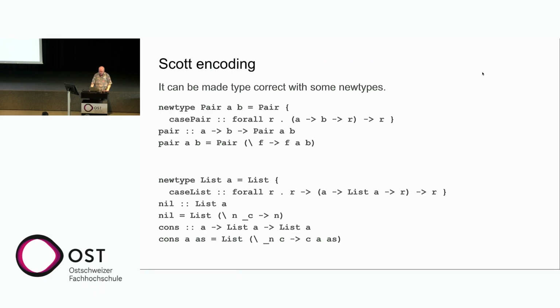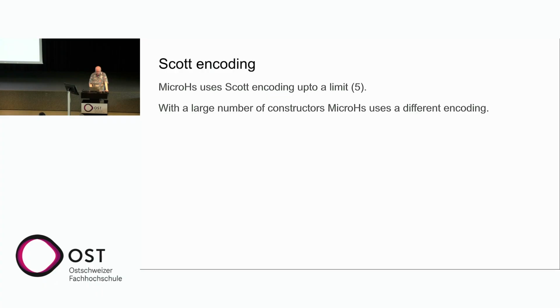Yeah, if you want to do Scott encoding and get all the types right, you can do that with some newtypes. And newtypes don't introduce anything. You need newtypes, and you need rank-n polymorphism. So this way of doing data types, that's the way it was done in Ponder around 1979, 1980, something like that. So this is not a new idea. I do switch to a different encoding when there are a lot of constructors, because otherwise it gets a bit unwieldy.